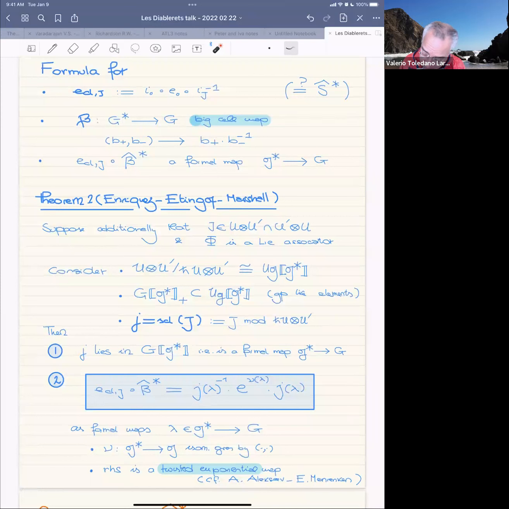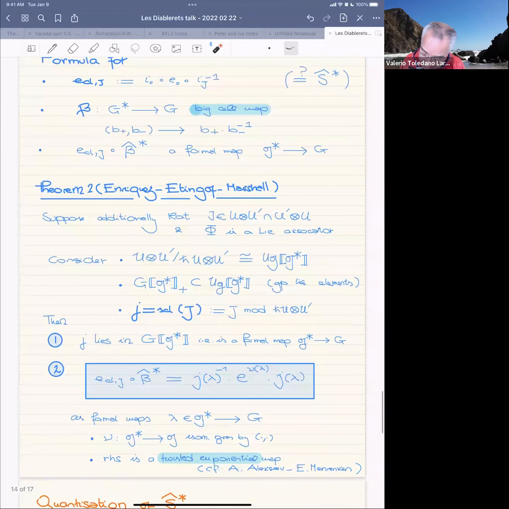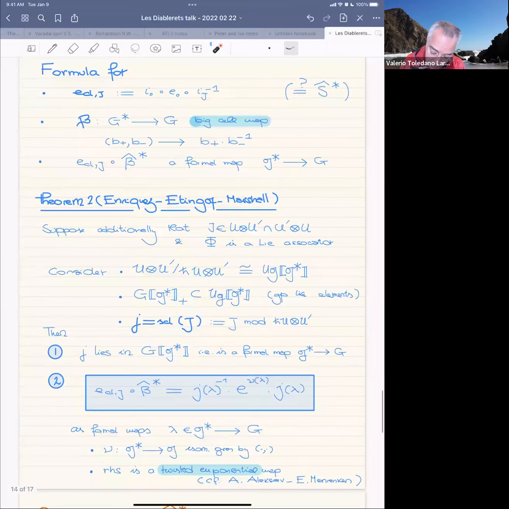First of all, this J, which in principle just lies in here, is a formal power series with values in UG, and actually it is a group-like element. In other words, we can think of it as a formal map from G star to G. And secondly, the composition of this classical limit with the big cell map is a twisted conjugation. So it's a twisted exponential map, which is to say a formal map from G star to G.